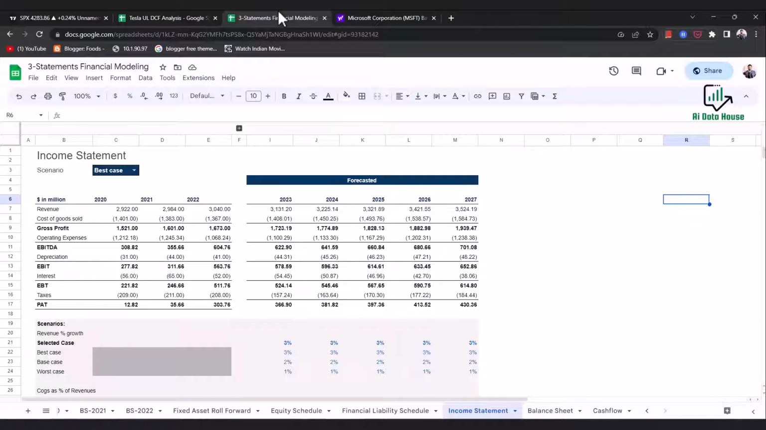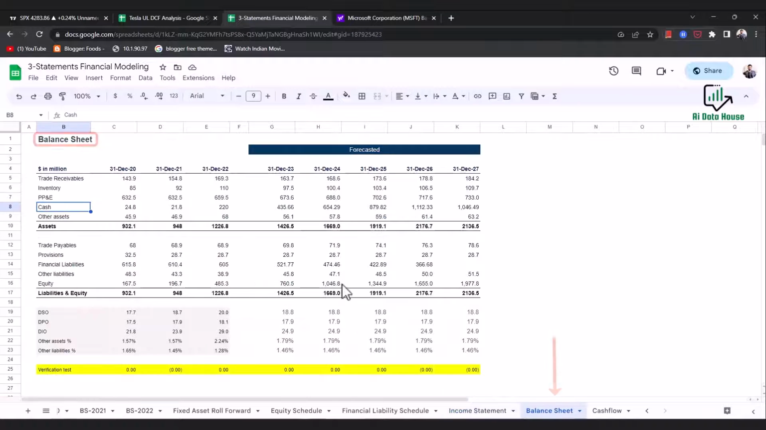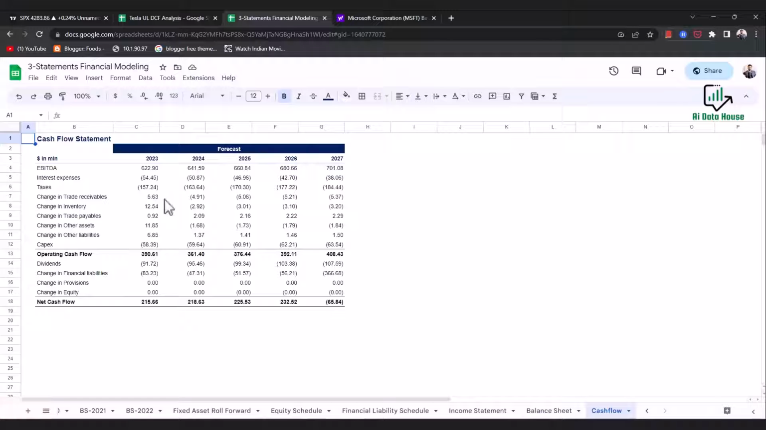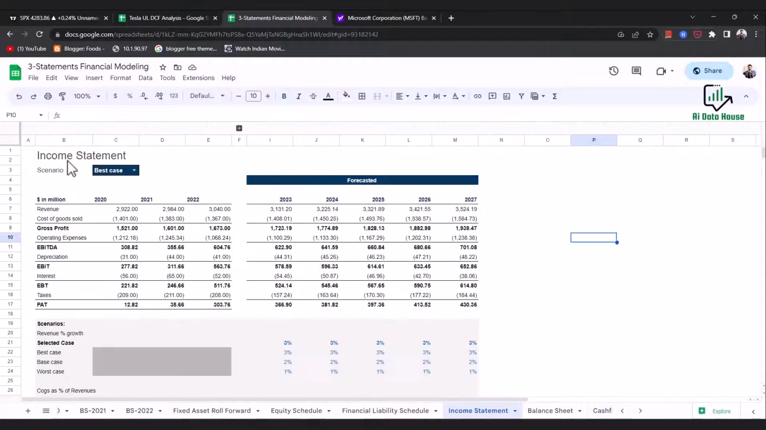There are three main types of financial statements: the income statement, the balance sheet, and the cash flow statement. It looks like this. It generally contains these components. Let's start with the income statement.